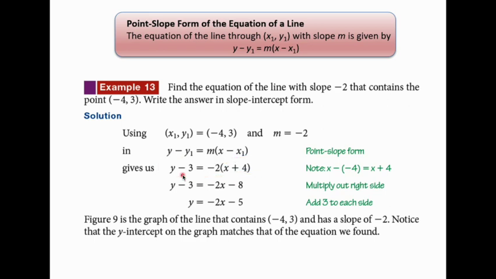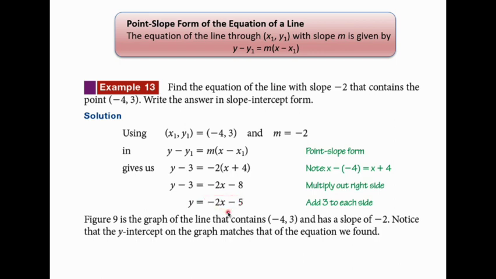From here, if we wanted to, we could put it in slope-intercept form. All we have to do is expand this and solve for y. If I distribute the negative 2, I get negative 2x minus 8, and then I just add 3 to both sides.